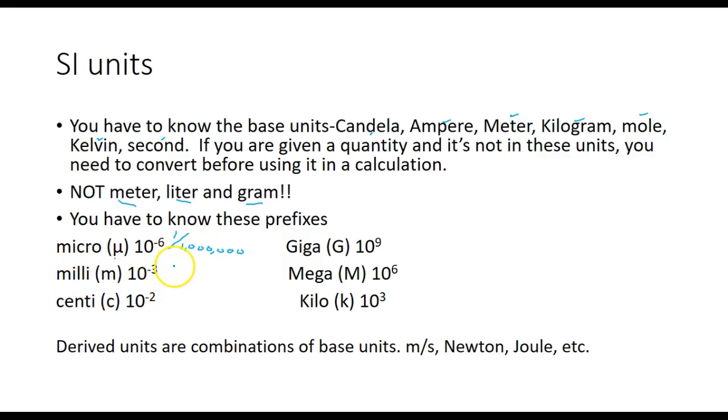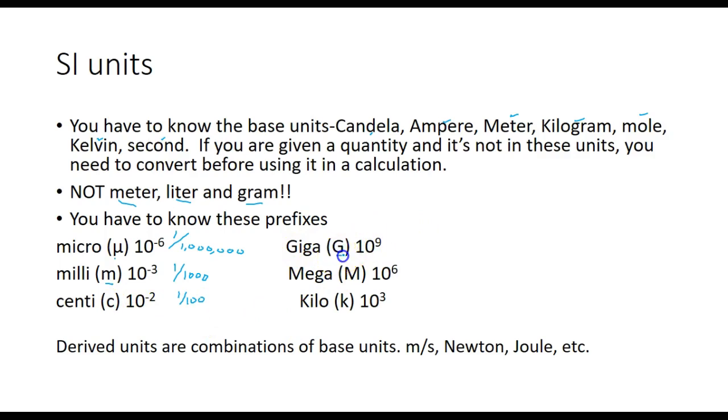Milli means 10 to the minus 3rd, or 1 over 1,000. So a milligram is 1/1000th of a gram. The symbol is the lowercase m. Centi is 1/100th, 10 to the minus 2nd power. A centimeter is 100th of a meter. These are our 3 big prefixes.